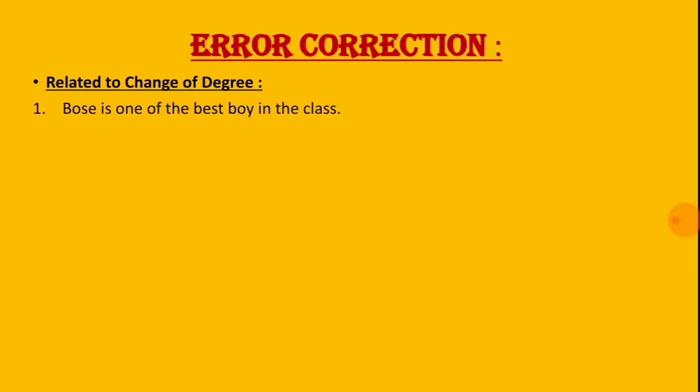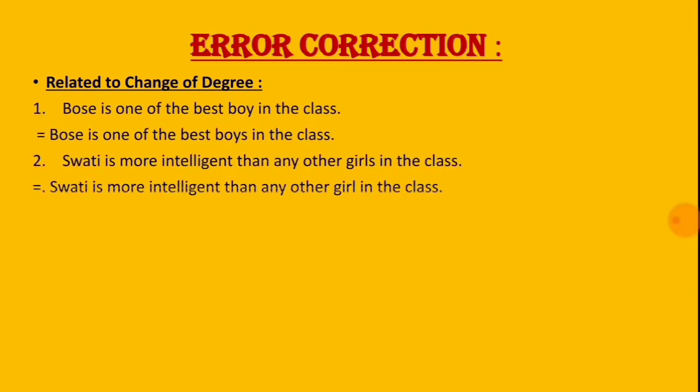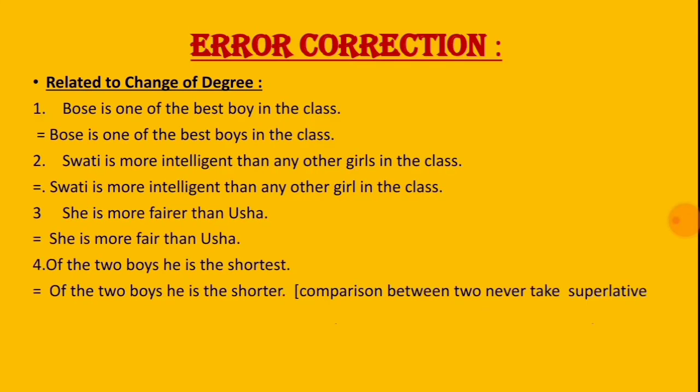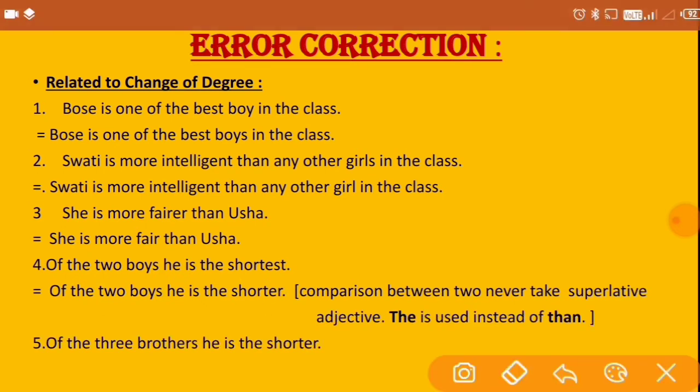Now we learn about error correction. First we learn error correction related to change of degree. Look at the examples. Boss is one of the best boy in the class. It will be boys. In the second sentence, Swati is more intelligent than the other girls. It will be girl, not girls.